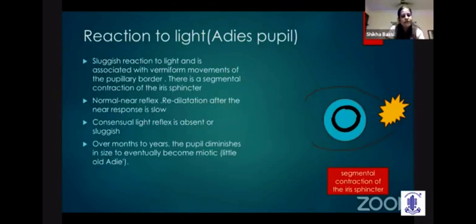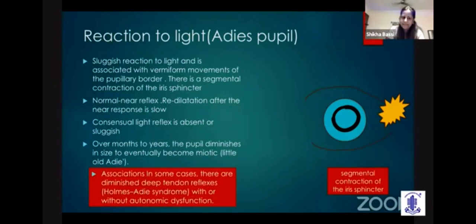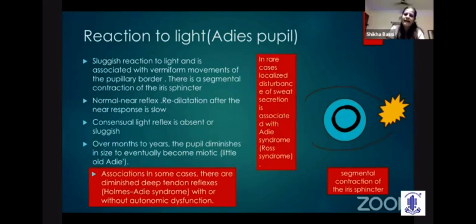The near reflex is usually normal, but the redilatation after the near response is slow. Over a period of time, the Adie's pupil becomes miotic, when it's called little old Adie. And when we have diminished deep tendon reflexes along with Adie's pupil, it's called Holmes-Adie syndrome. And if there are disturbances of sweat secretion, it's called Ross syndrome.